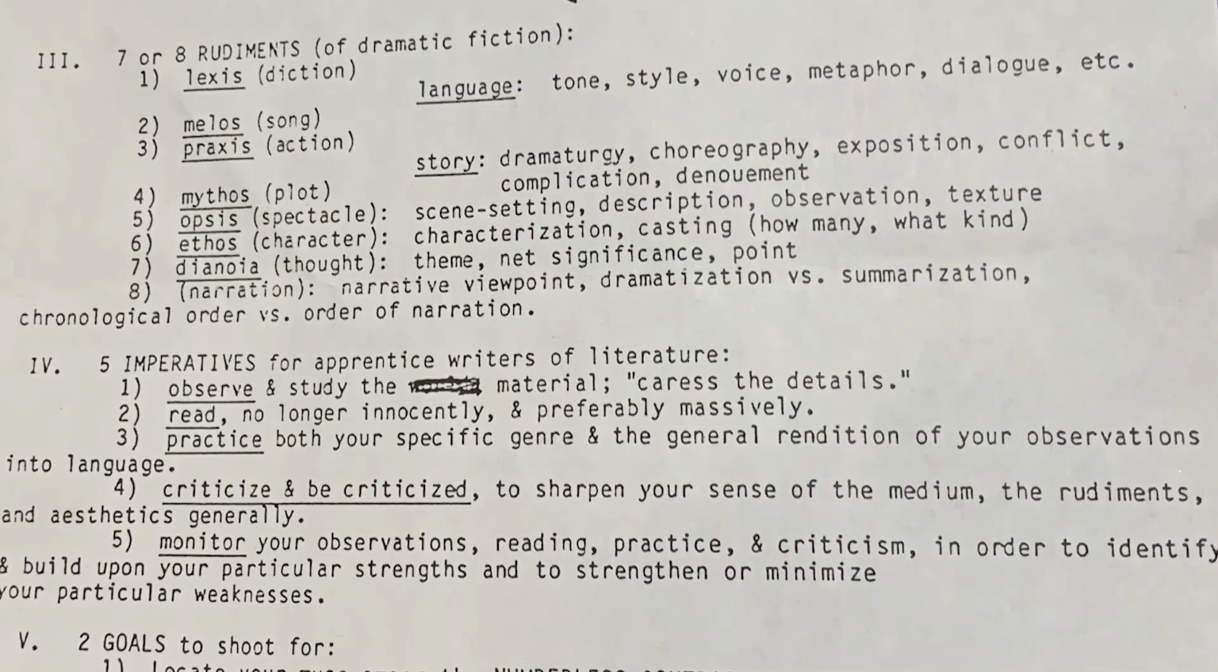The fifth rudiment of dramatic fiction, opsis, has to do with scene setting, description, observation, and texture. So many of us think of opsis as the first setting-like part of writing as essential.